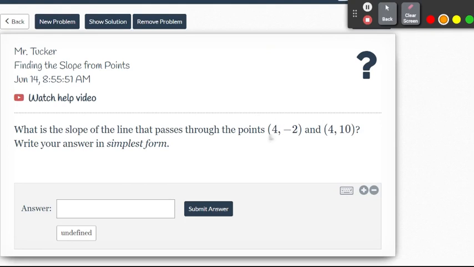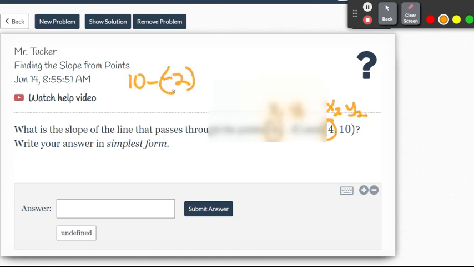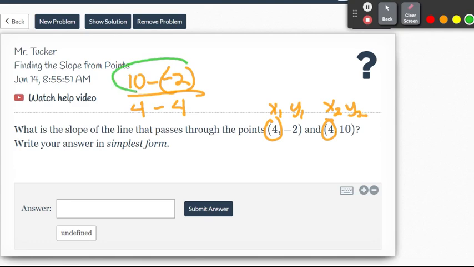So again, carrying out slope on this one, this is a case where both the x's are the same. So we'll call this x1, y1, x2, y2, and this will be 10 minus negative 2 over 4 minus 4. Now, as long as the top is a number, not 0 is what I mean, when you subtract the bottom, you get 0. The top is 12.